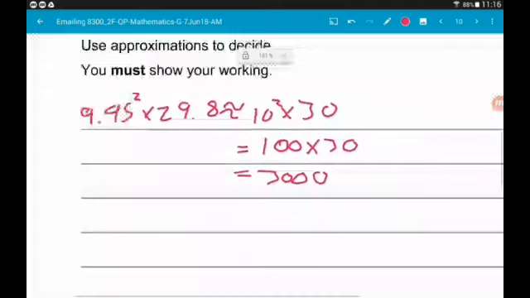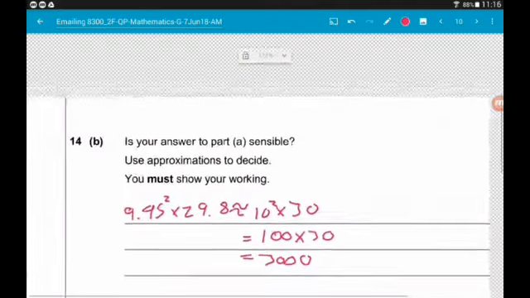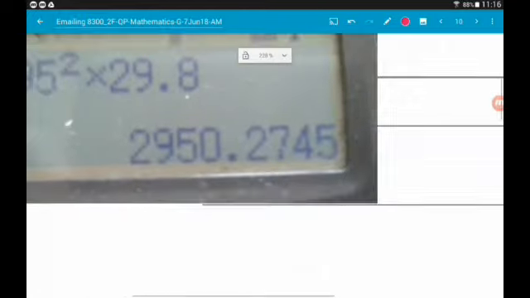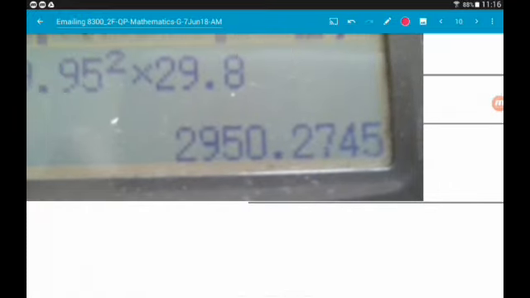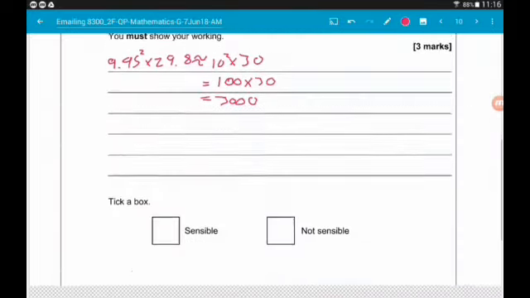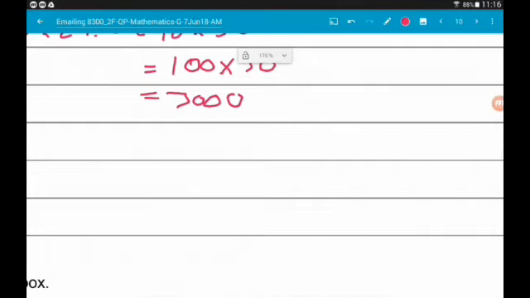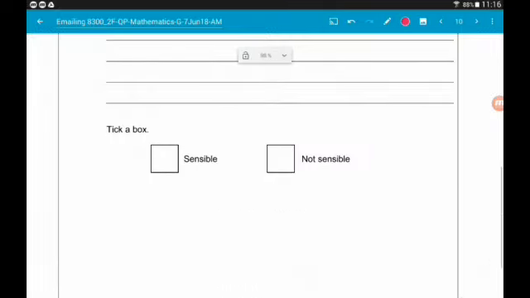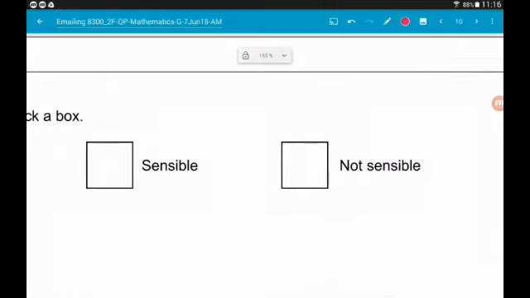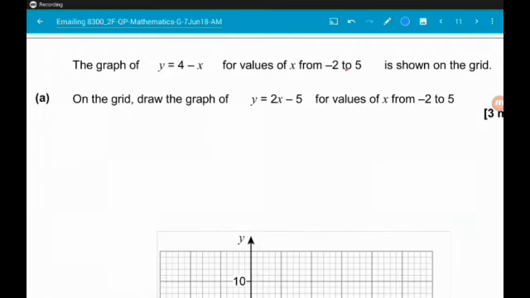So when it says, is our answer sensible, it means we don't get a massive difference, like thousands different. So 2,950 is, on the grand scale of things, quite close to 3,000. So yes, it is sensible.